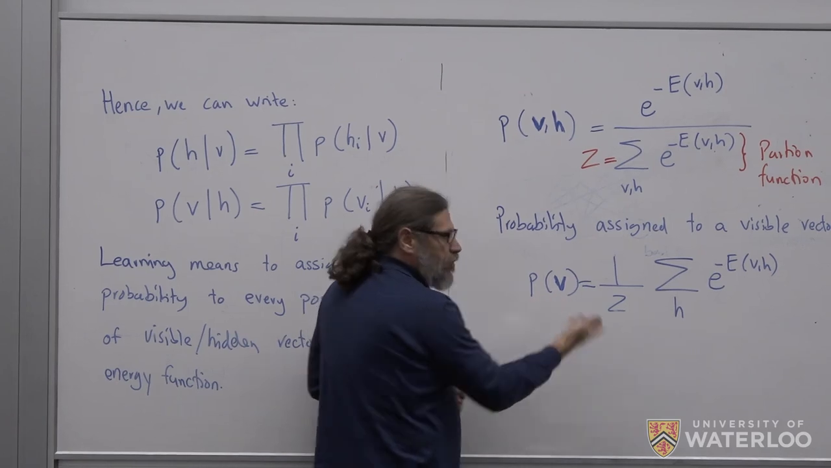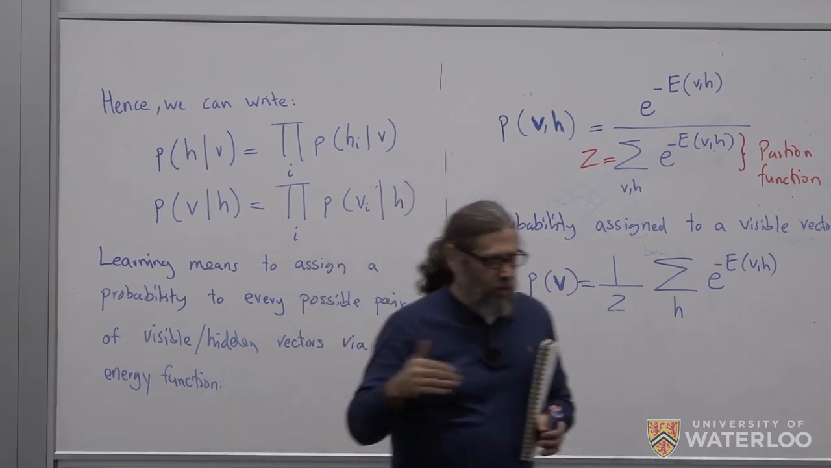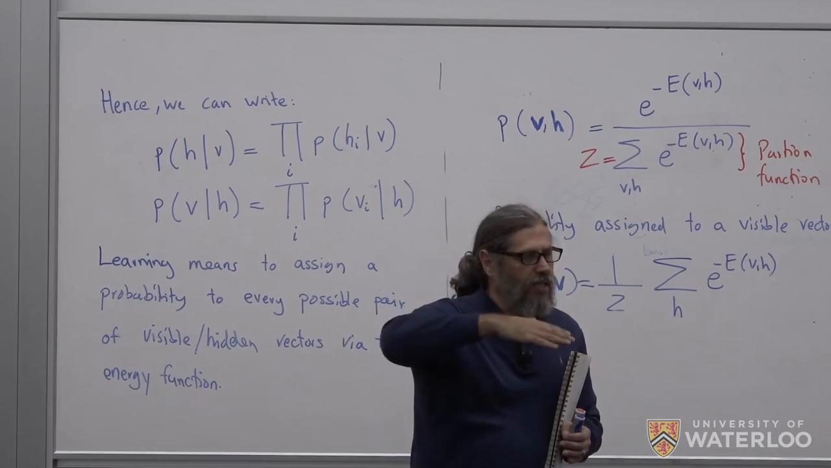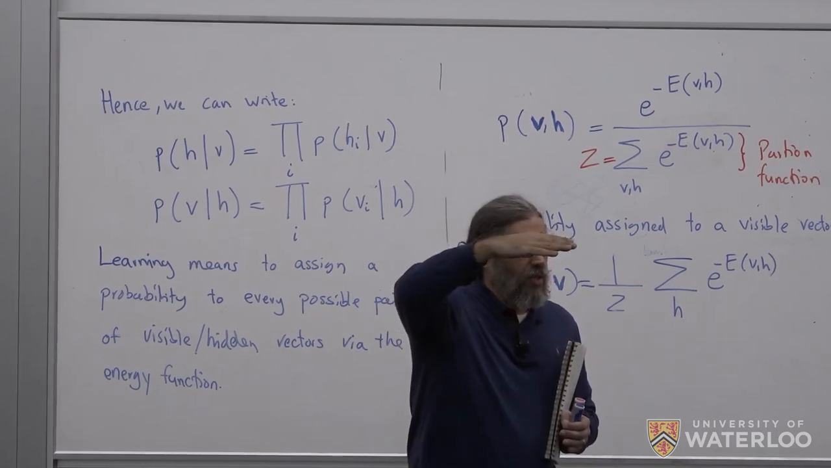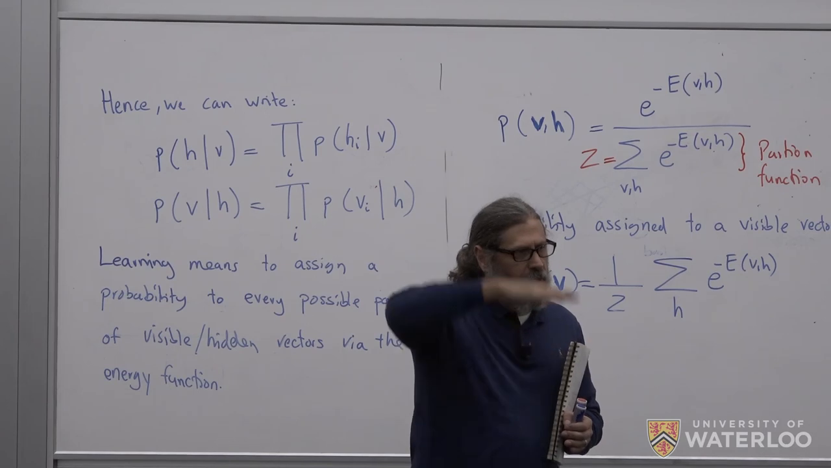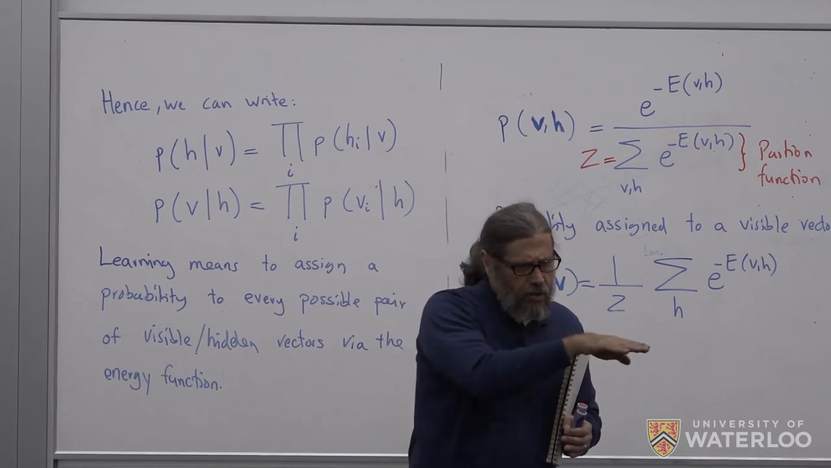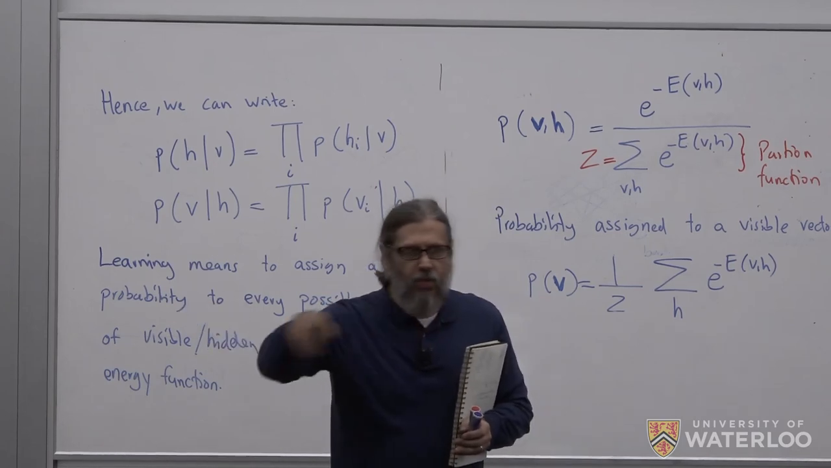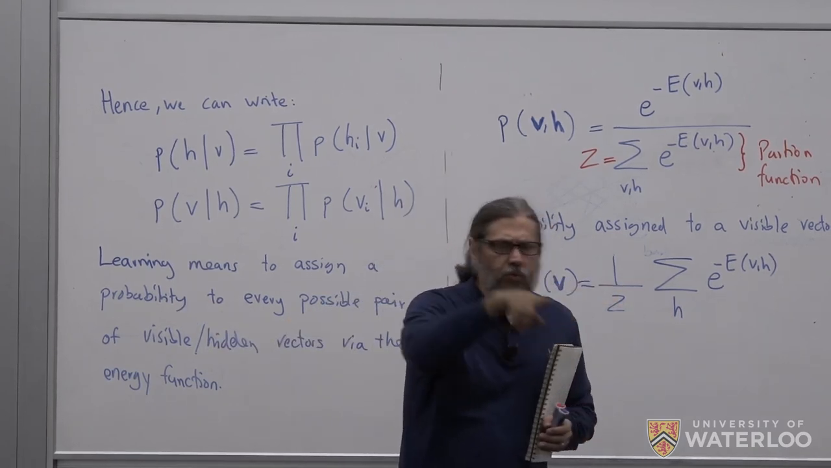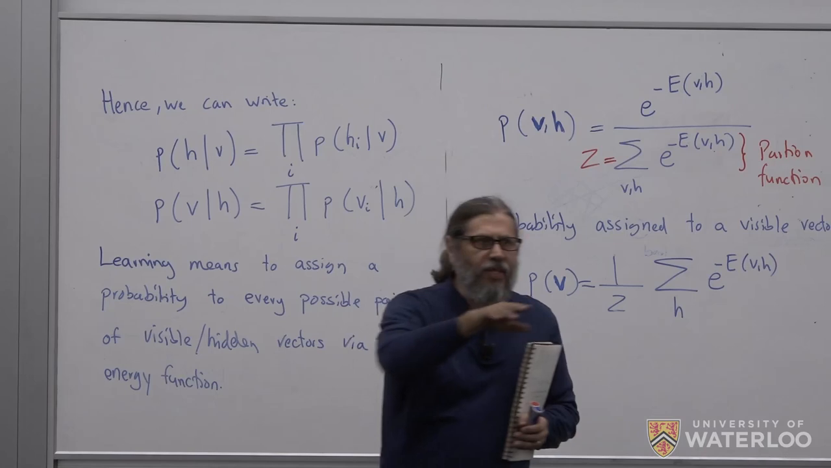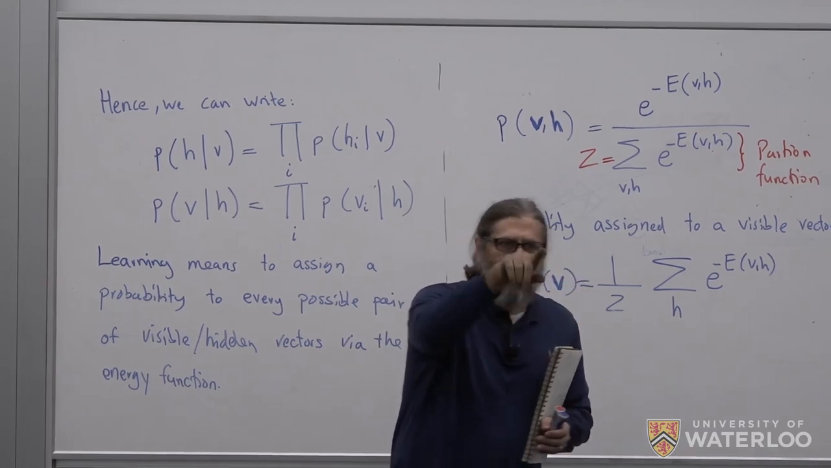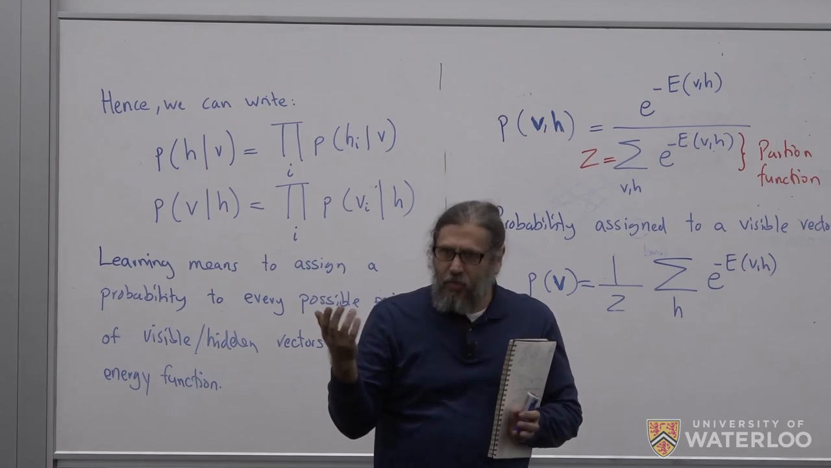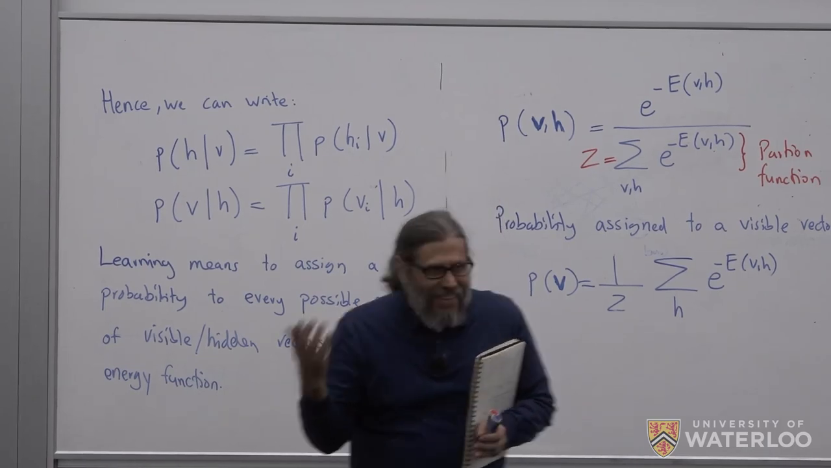Based on the probability assigned to a visible vector, then P of V comma H, what is that? We start with the probability of visible neurons, but we want to learn that mapping that gives me the hidden neurons, because I want to go from visible to hidden. But for the visible in itself, I want to know what is the probability. Have you read book one, book two, book three? What is the probability that the answer is 0, 0, 1?